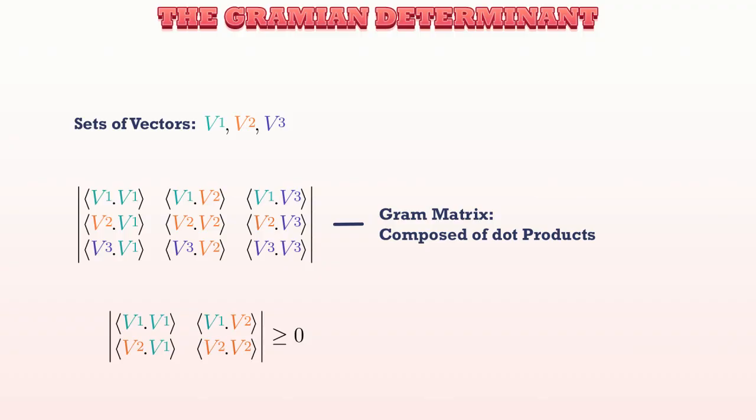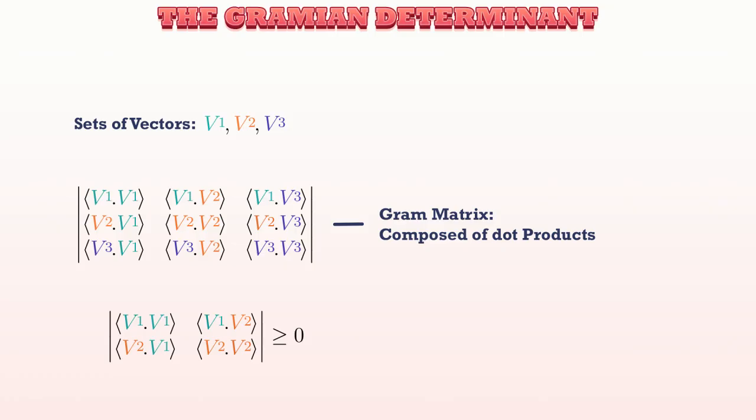A gram matrix's elements are composed of the dot products between a set of vectors. The gram determinant is the determinant of a gram matrix. Because the diagonals of its elements are self-dot products, which are always non-negative, the resulting determinant is always non-negative for a 2x2 gram matrix.